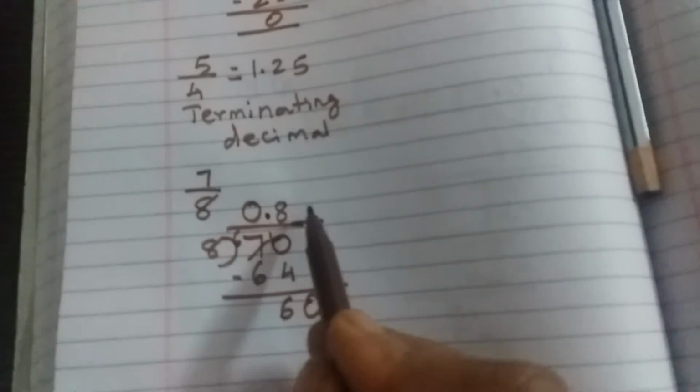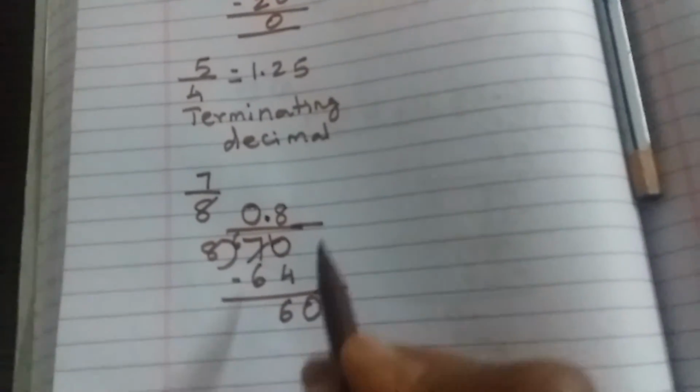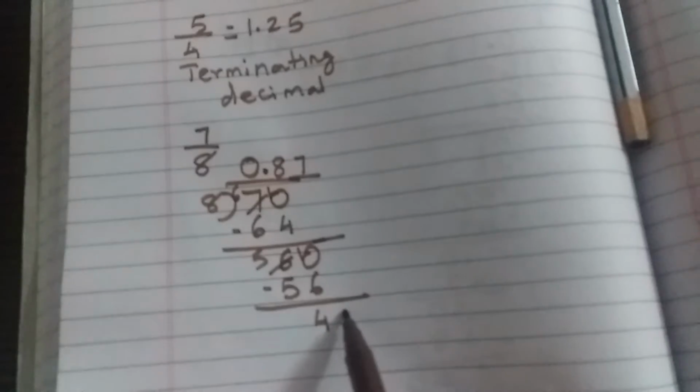Okay, because we just write the quotient, already a point is kept, we are writing the quotient after the decimal point. Only the first time you have to keep the point. Now 60, it is 8 sevens are 56. From 0 we cannot cut, so borrow. 10 minus 6 is 4. Now we bring down the next 0.